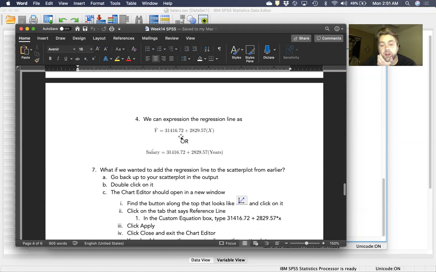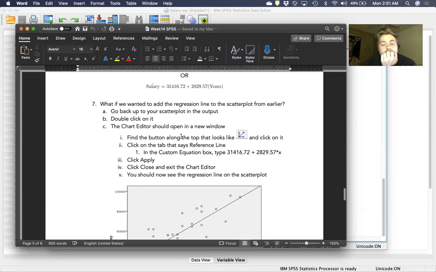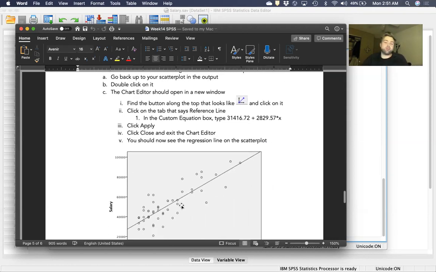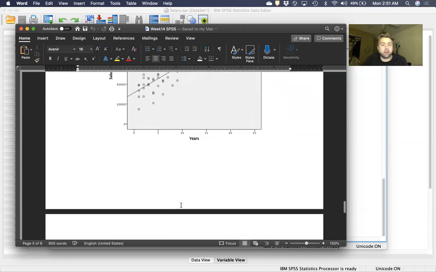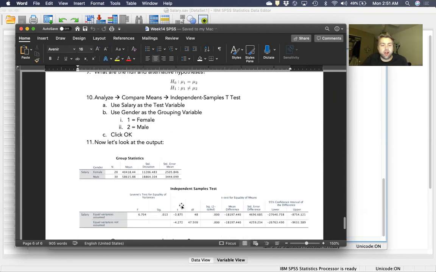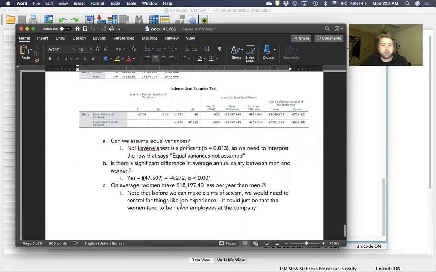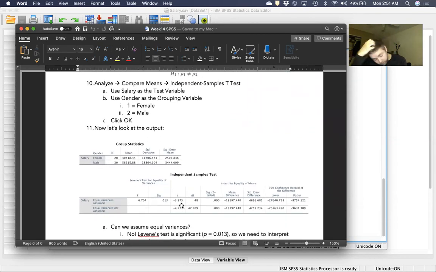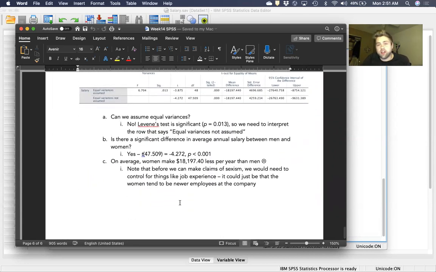You can turn that into an expression just like we've done so far, and then follow the same steps to add the line, and it'll further show you that you've got a pretty good-looking prediction line. And then I will review t-tests at the Wednesday office hours. I will leave this for you guys to take a look at on your own.